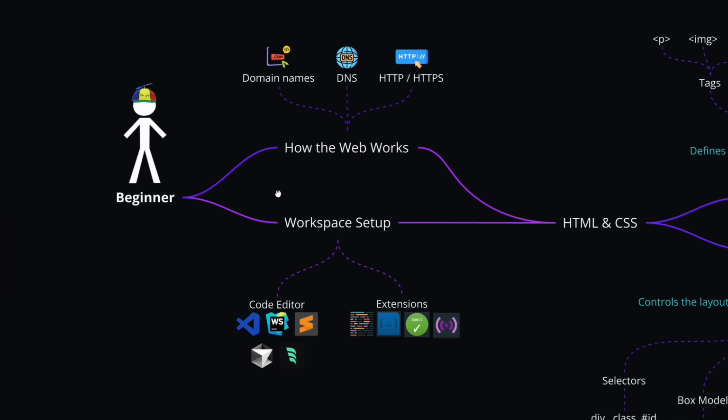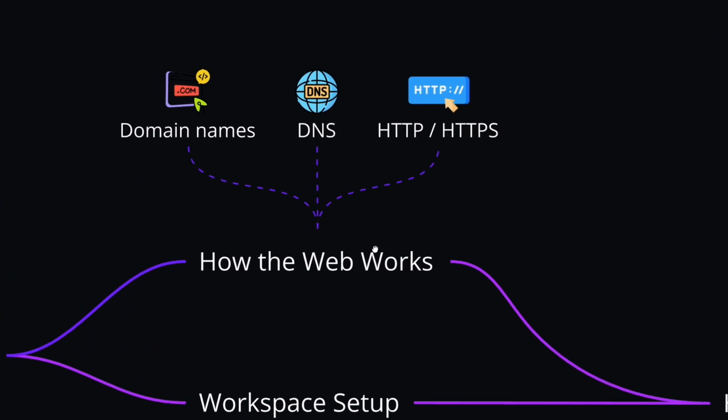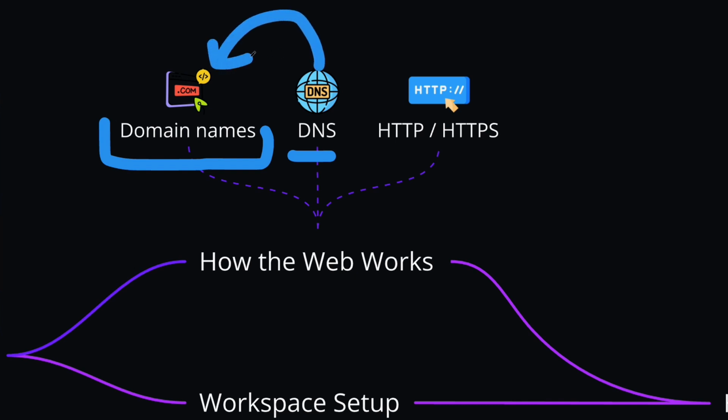Let's start with the foundational tools and technologies you need to learn. Front-end development starts from understanding how the web works. You need to learn about domain names and DNS, things like how websites are mapped to IP addresses and how the DNS keeps track of the domain names and their relevant IP addresses.